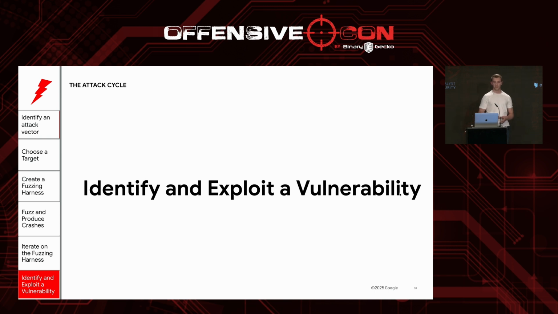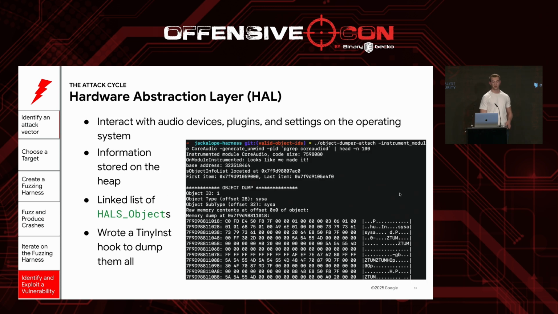Perfect. So we've talked about the setup and how I designed the system and the approach I went through when fuzzing. Now let's talk about actually finding and exploiting some vulnerabilities, which is what we're all here for. A little background, I want to just talk quickly about the hardware abstraction layer. This is a layer on macOS that allows you to interact with audio devices, plugins, and settings.